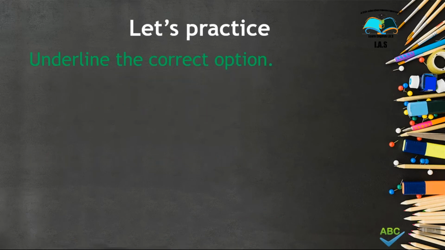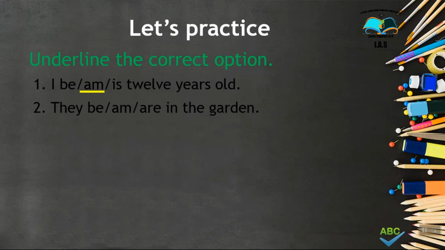Now let's practice. Underline the correct option. You have three options here: am, is, are. Choose which one is right. I am right, or I is right. Correct. Am is the right answer. I am 12 years old. Second sentence. Which one is right for they? Am, is, are. Correct. Are is the right answer. They are in the garden.